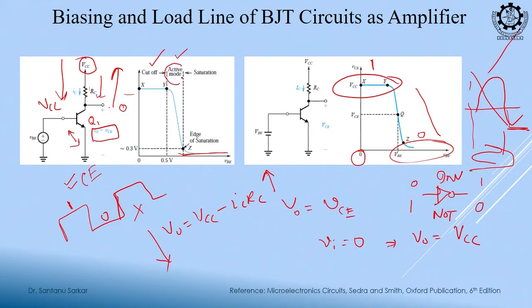So, base emitter is forward, collector base is reverse. Which mode? Active. So, linear region, linear means curve is linear, the terminology is opposite in BJT, okay, do not get confused. So, this is active mode.